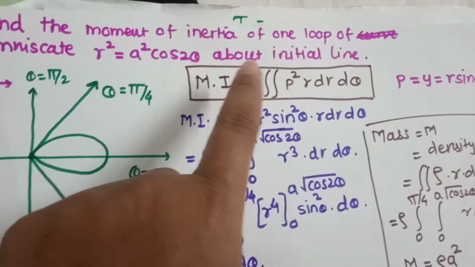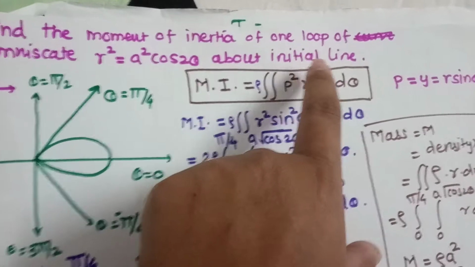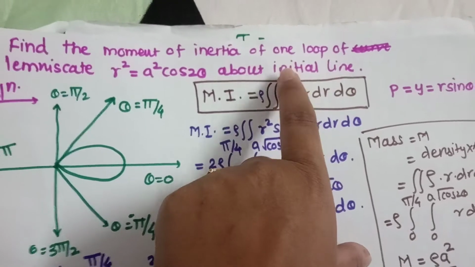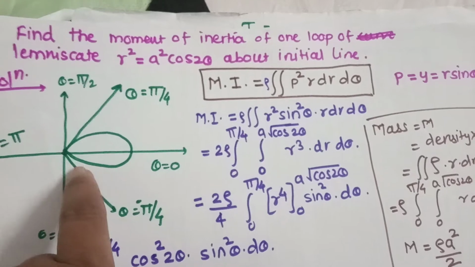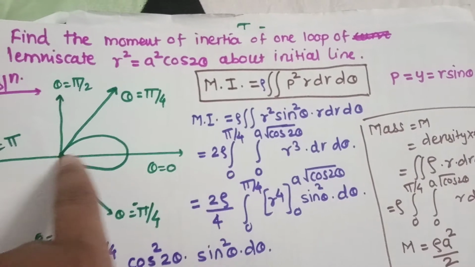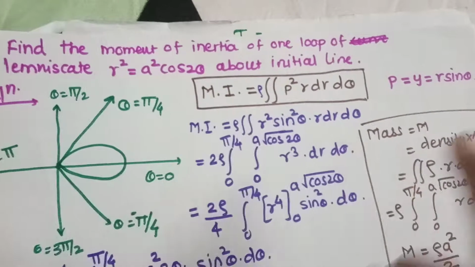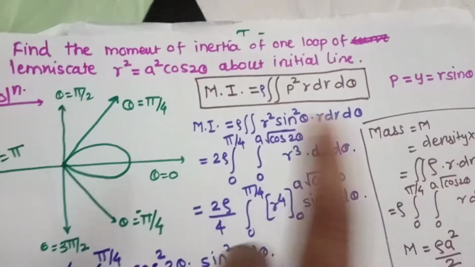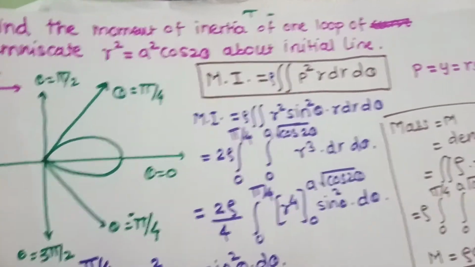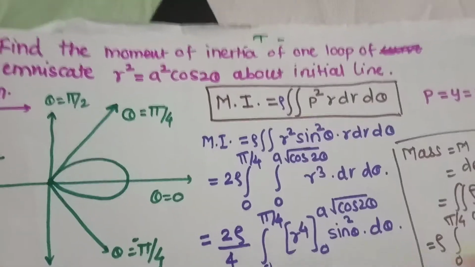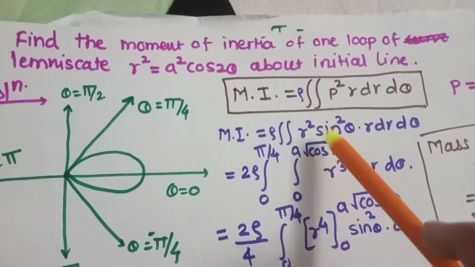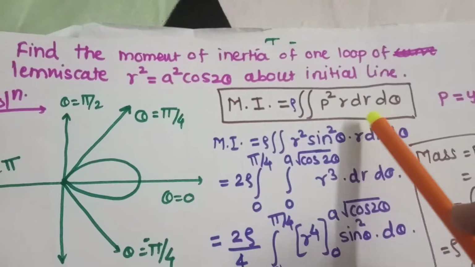Now suppose it is given about the y-axis. Then this line is the perpendicular distance, so p you can write as x. But here p is what? y. So put the value of y, which is r sine theta. Now p square is what? r square sine square theta.